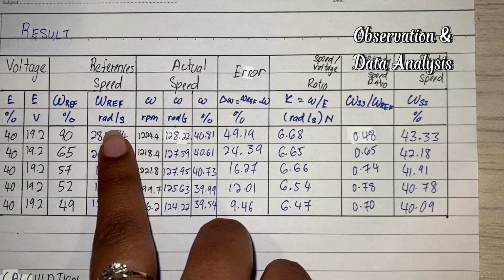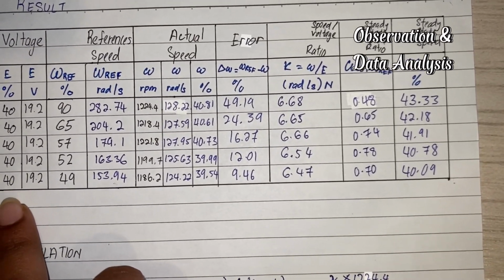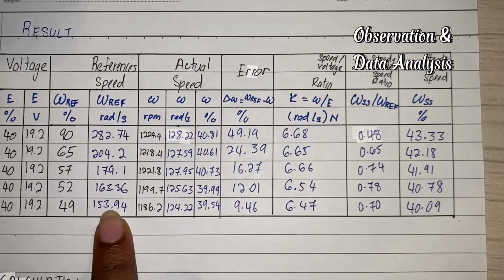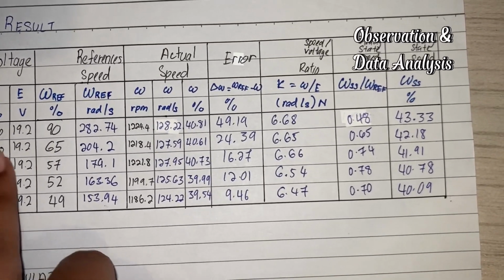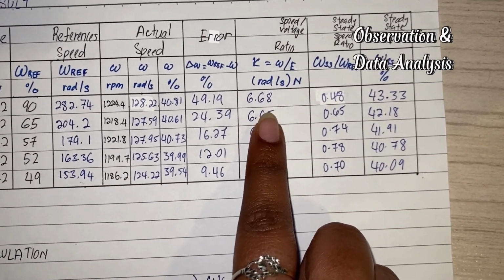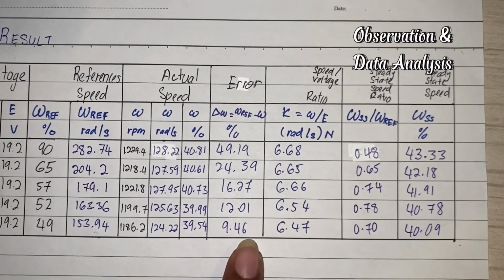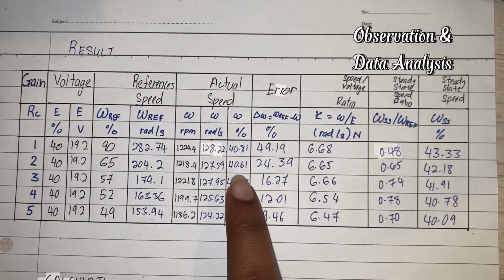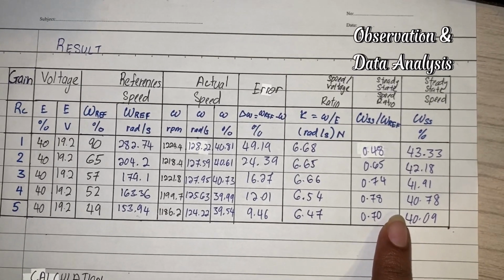The maximum steady state ratio at gain 5 is 153.94. The maximum speed voltage is at gain 1, which is 6.68, and the minimum speed voltage is at gain 5, which is 6.47. From the data, we can also observe that the values of calculated and measured steady speed are different.